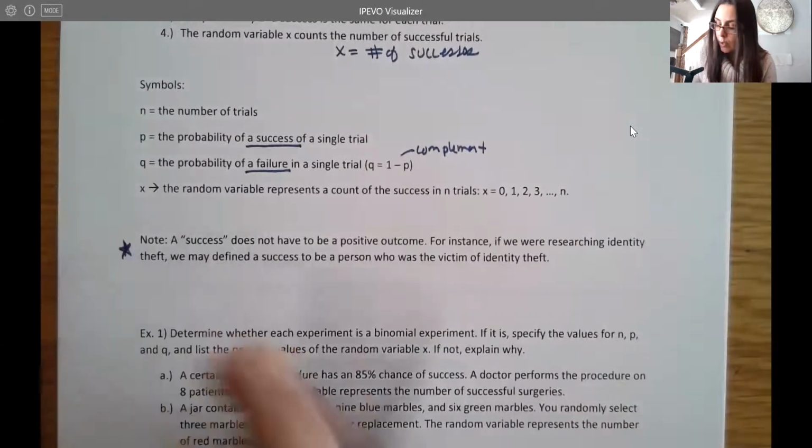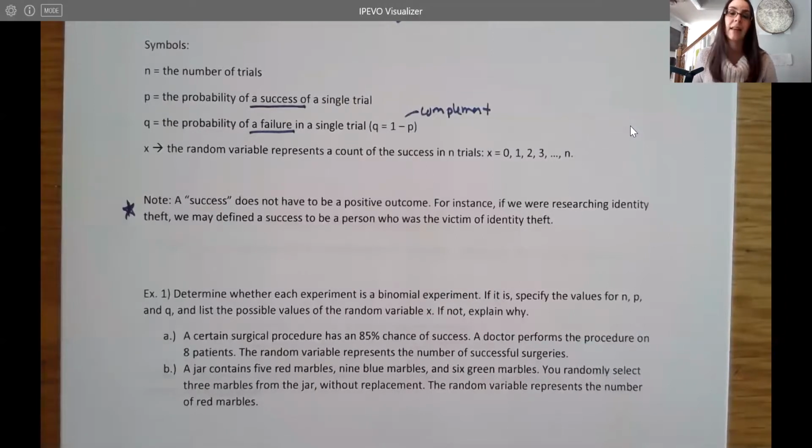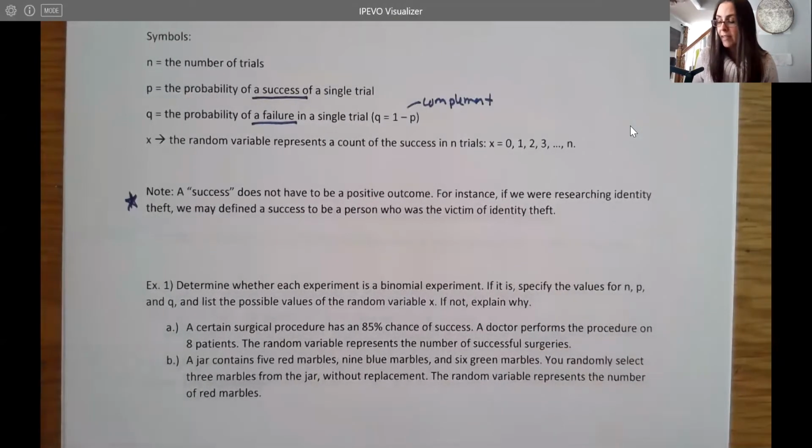Now, one thing I do want to note is a success does not have to be positive. We can define it in any way we want as long as we're clear about what we're calling a success. So for instance, let's say we were researching identity theft. We may define a success to be a person who was the victim of identity theft. So again, the word success in statistics here doesn't have to be a positive outcome. It's just really what we're focusing on for that experiment. So we should just be clear at how we're defining it.